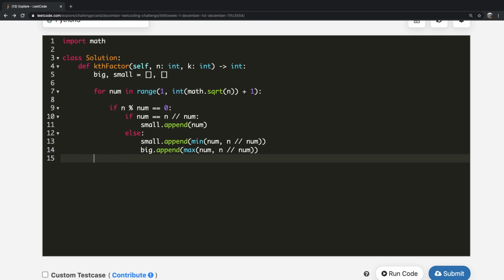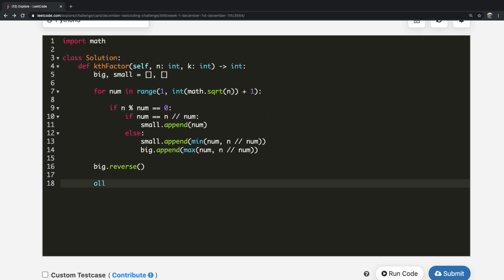And now let's go outside of our for loop. Outside of our for loop, like we saw earlier, the first thing that we want to do is reverse the big list, okay? To do that, we can just do big.reverse(). So now we reverse everything inside of big. Now we have both of the values. We have everything inside of small, and we also have everything inside of big. And now all we're going to do is add them both together.